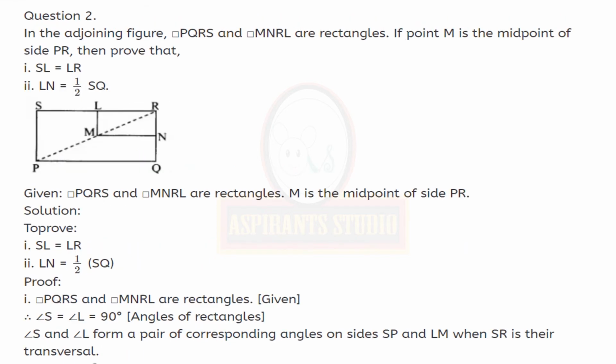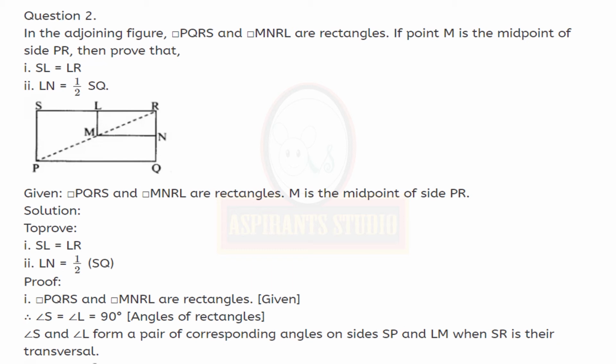Now coming to question number 2. Quadrilateral PQRS and quadrilateral MNRL are rectangles. If point M is the midpoint of side PR, then prove that SL is equal to LR and LN is equal to half of SQ. Two things are there to be proved. Now look at the figure. The figure is given.